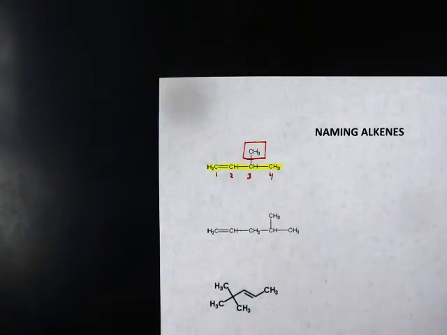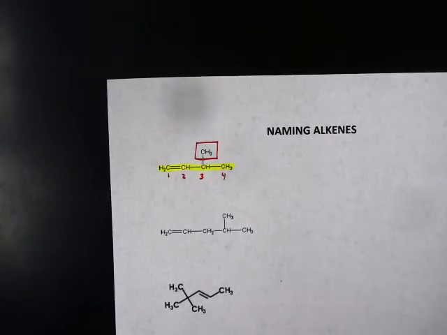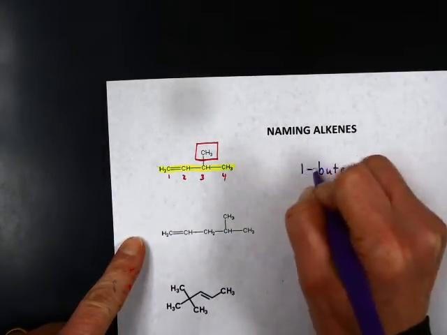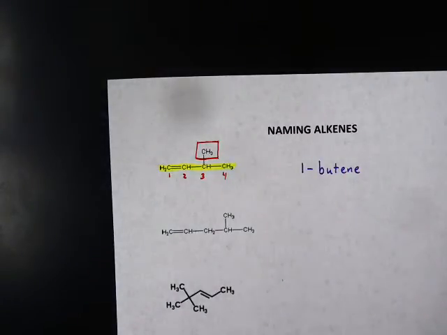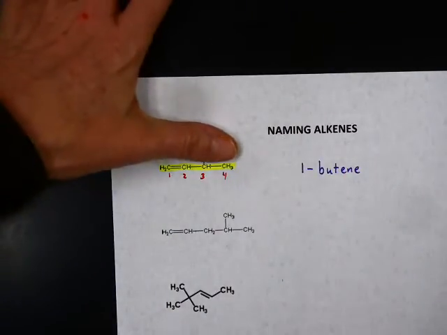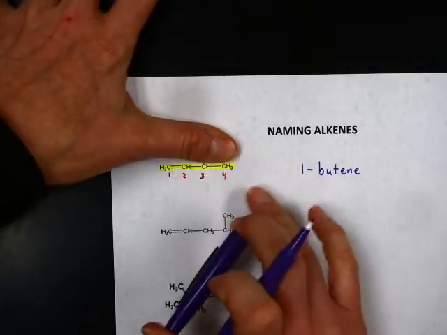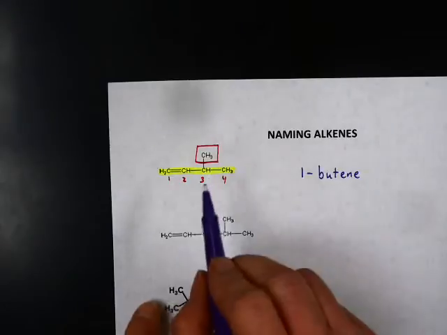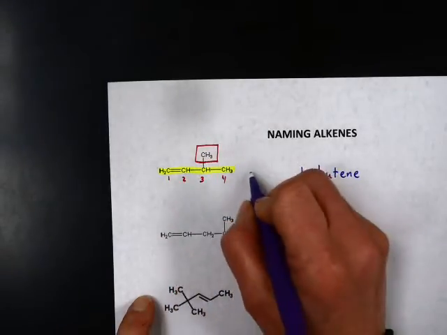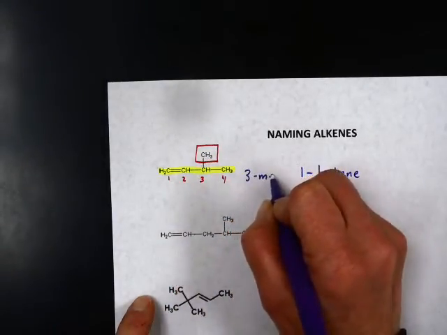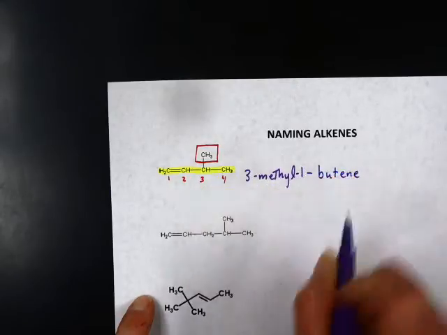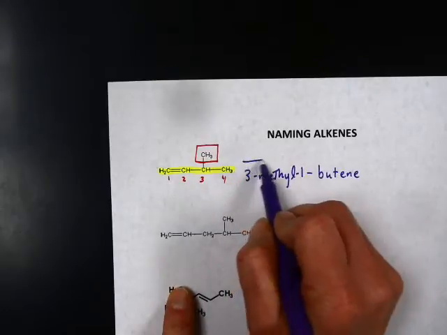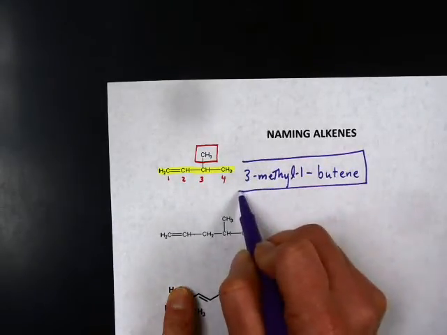So here it is. We'll number from the left. This tells us that it's a butene because double bond. 1-butene because the double bond starts at carbon 1. And if that were not there, we would just say 1-butene. But there is a methyl there, so we say what is attached, where is it attached. 3-methyl. This compound is 3-methyl, 1-butene.